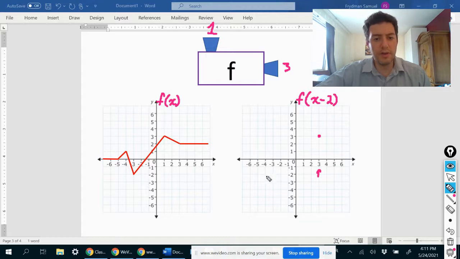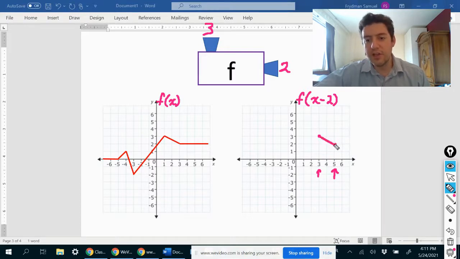Let's do another example. How about if x is 5? If x is 5, and we put 5 in for x here, 5 minus 2 is 3. So we're putting 3 into the function machine, and we know from this graph that when we put 3 into the function machine, we would get 2 out. Okay, so we're going to put a 2 over here.